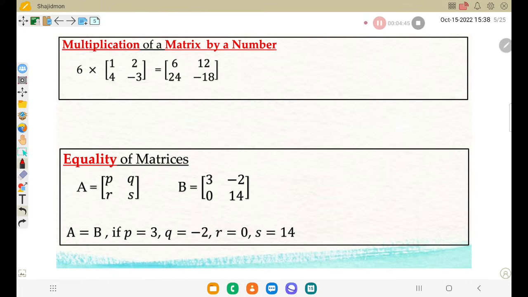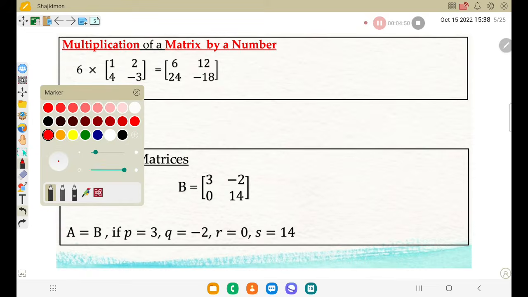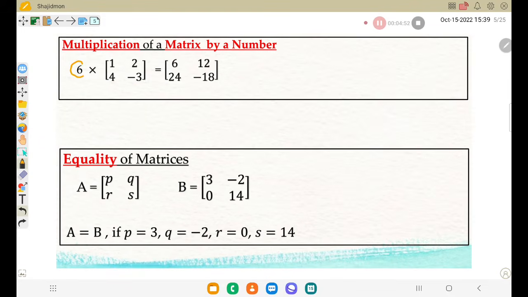So here it is the multiplication of a matrix by a number. 6 is the number here, and the matrix is 1, 2, 4, -3. What we do is multiply each element of the matrix by the outside number. So 6 times 1 is 6, 6 times 2 is 12, 6 times 4 is 24, and 6 times -3 is -18. That is the multiplication of a matrix by a number.